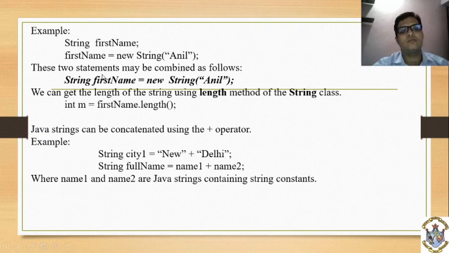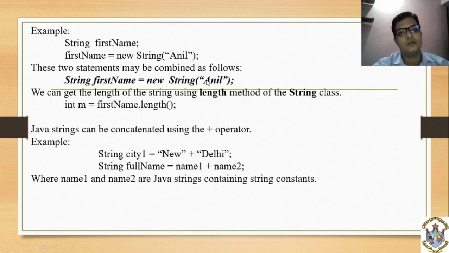String first name is equal to new String of. So for the String class, you have created the object. The name of the object is first name. How are we saying we created it? By using the new statement of the class, and what is the value you are supplying?